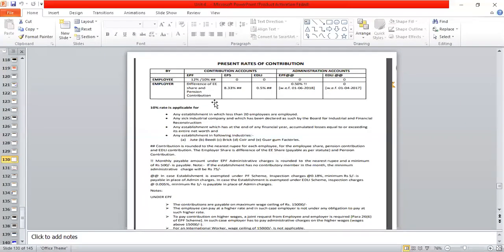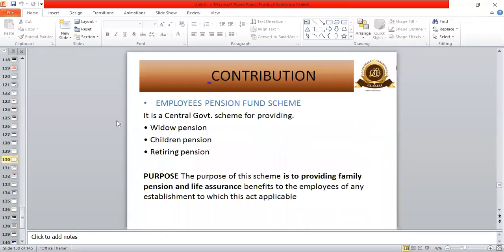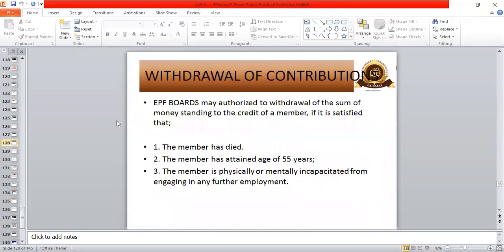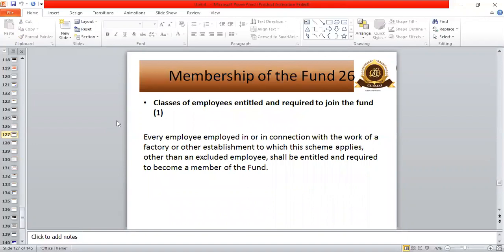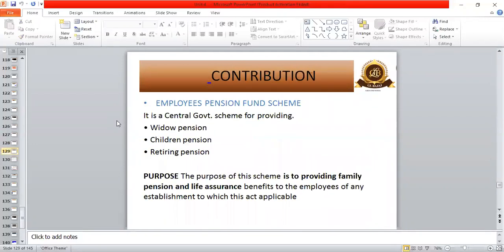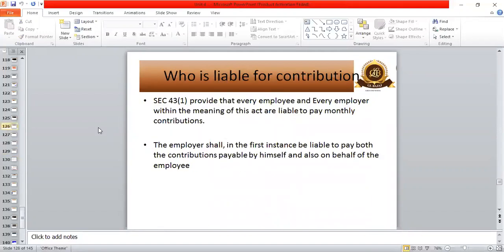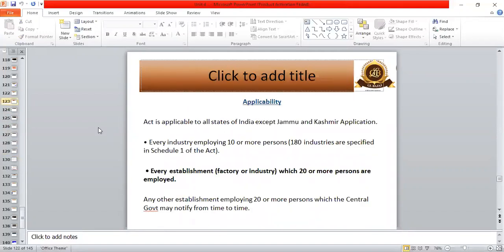I'll be talking about these concepts in the coming slide, that is, what the difference is between the employee provident fund and the pension contribution. In the previous session itself, we had discussed that there are two types of contribution made from the employer side. One is made for the Employee Provident Fund and the second is made for the pension scheme. Let me take you to that slide.